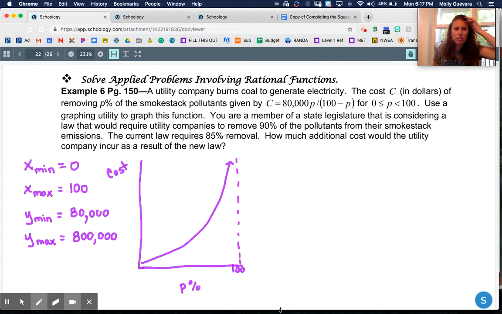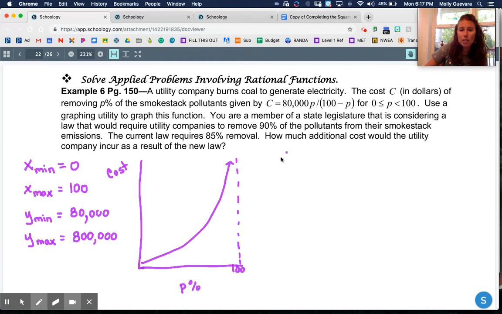Okay, so it said use a graphing calculator to graph this function. Boom, done, awesome. Then it says you are a member of state legislature that is considering a law that would require utility companies to remove 90% of the pollutants from their smokestack emissions. The current law is at 85%, and they want to increase it to 90. How much additional cost would the utility company incur as a result of the new law?